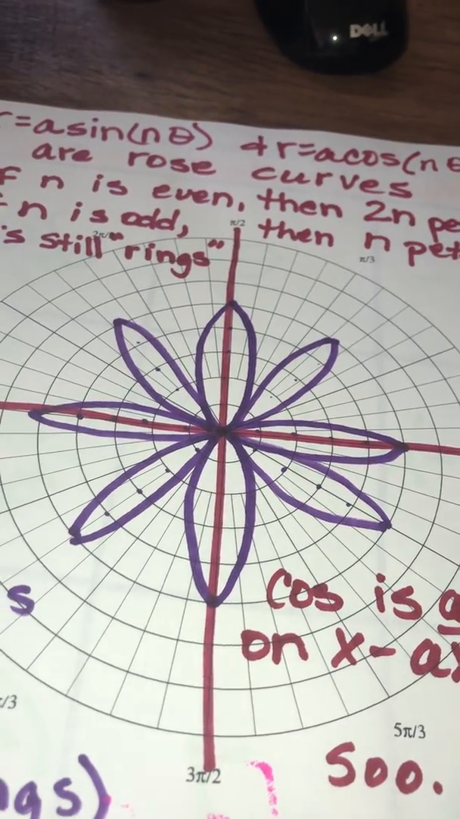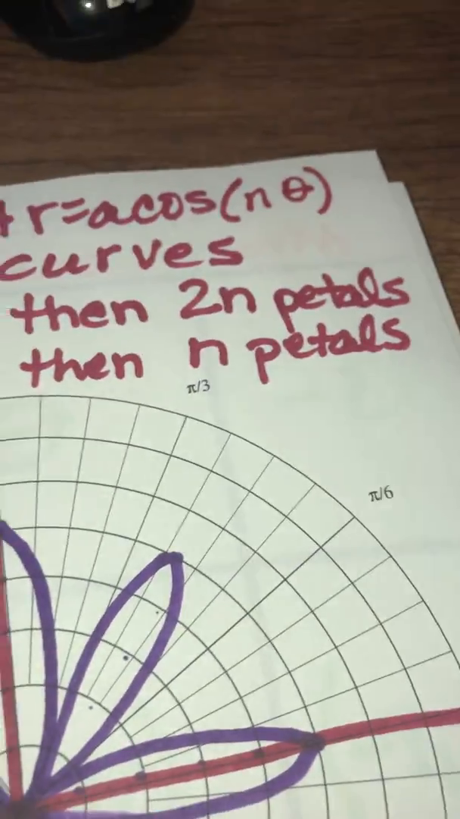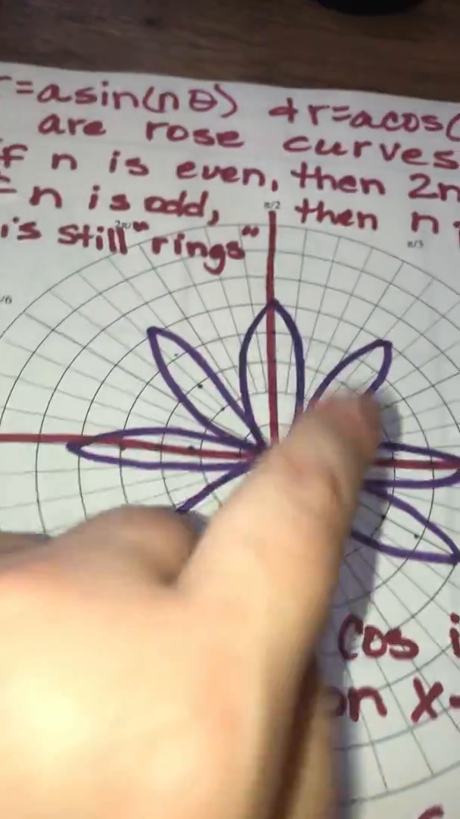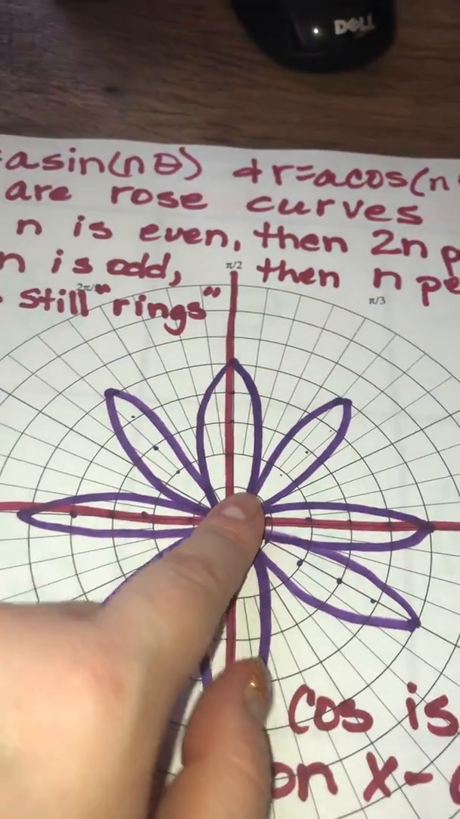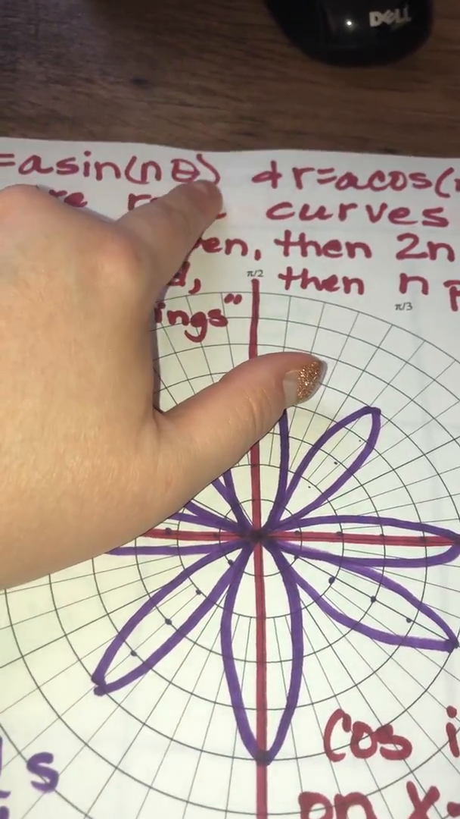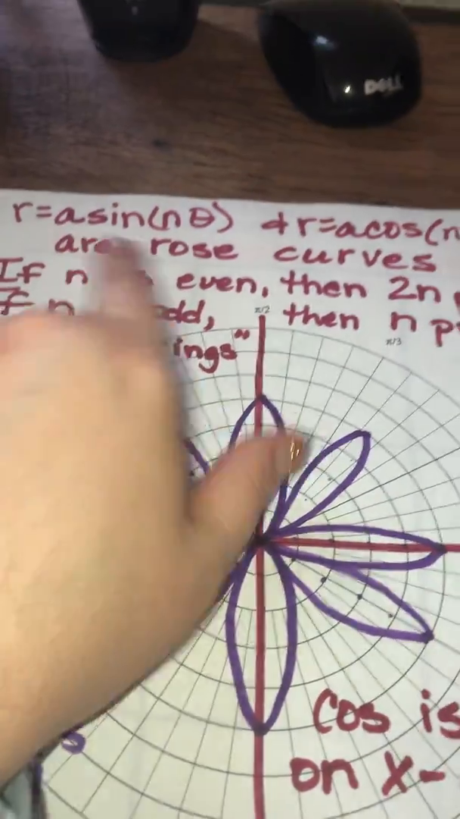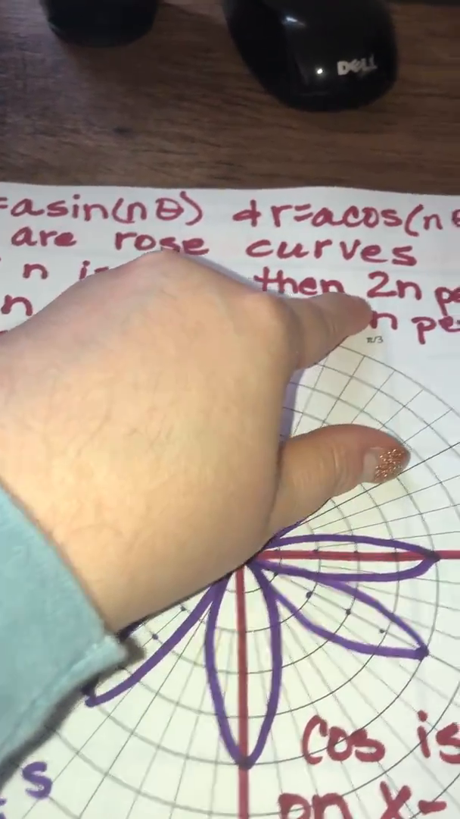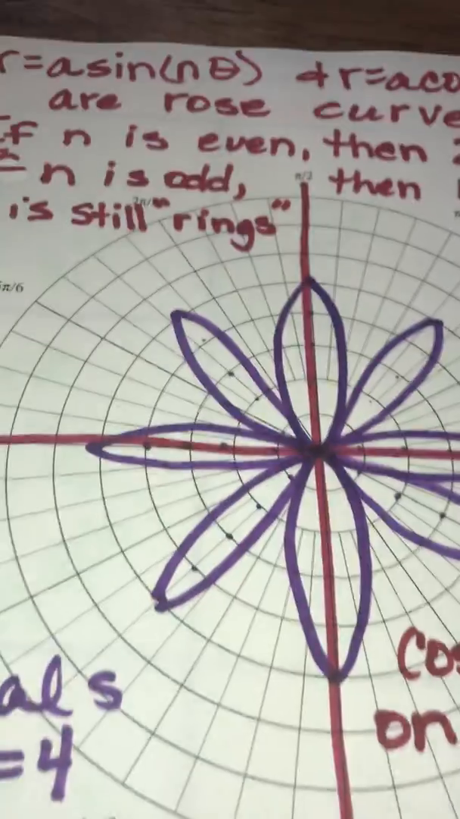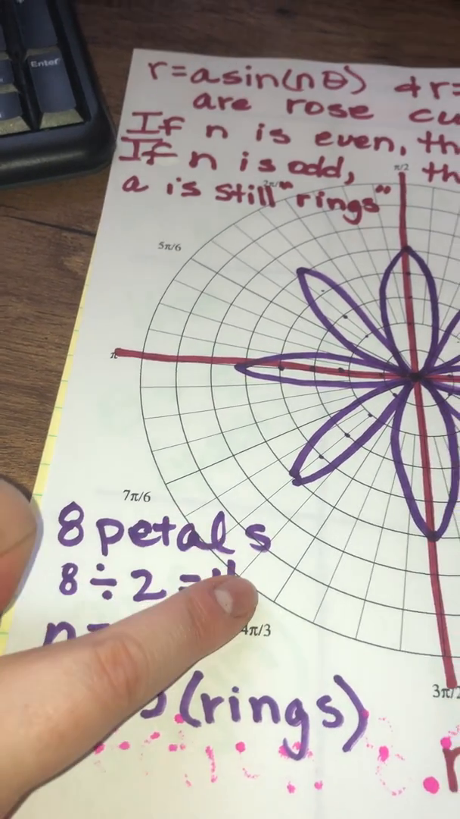Okay, let's remember, if n is odd, then you have n petals. If n is even, then you have 2n petals. So we have 8 petals, and that's even. So to get the number that I'm going to put in the equation, n theta, I'm going to go backwards. Instead of going from n to 2n and multiplying, we're going to go from the petals and go backwards. So we're going to divide. So there's 8 petals. 8 divided by 2 is 4.